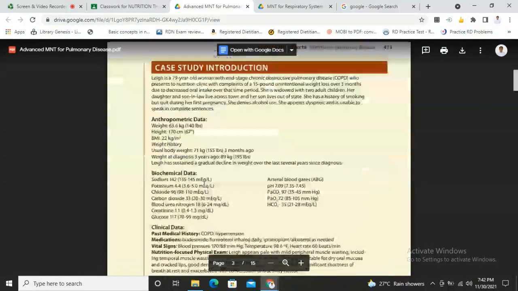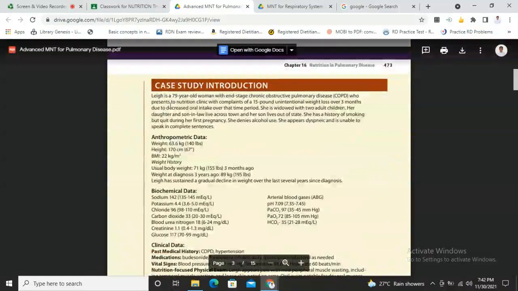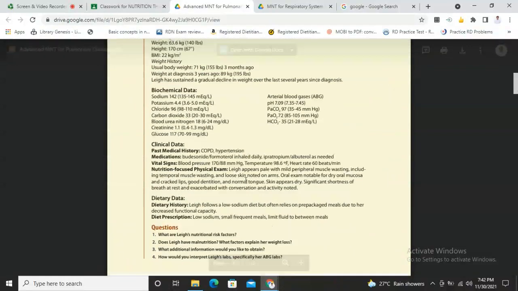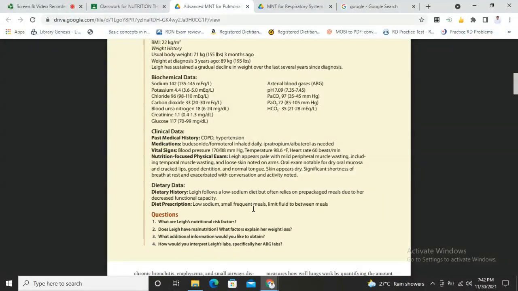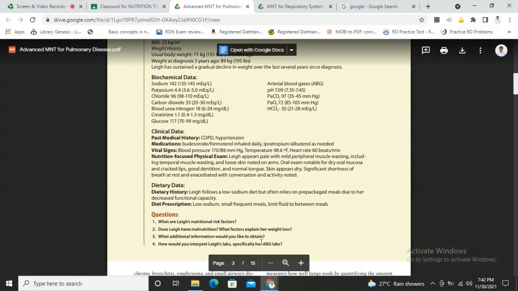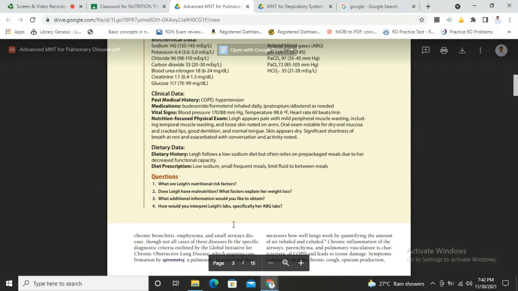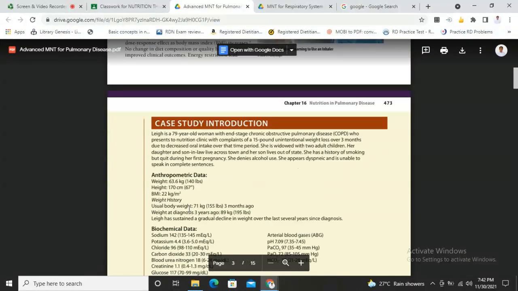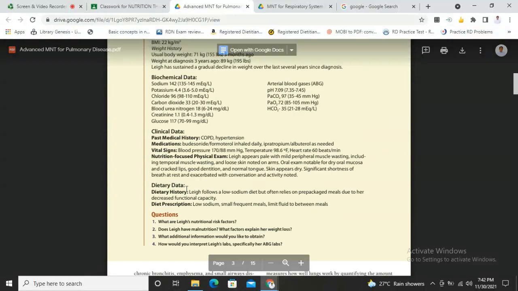Read this. There are also case studies, so you also have to try these on your own, to see if you can answer them. One way to assess whether you have learned something or not is to try answering these.